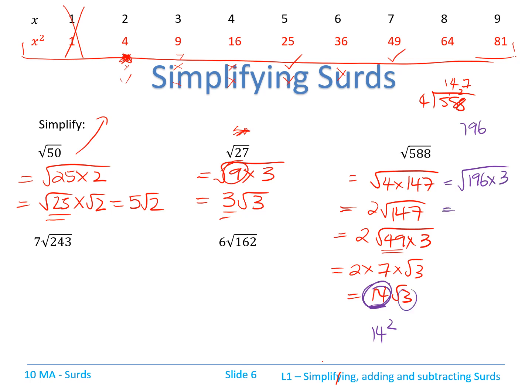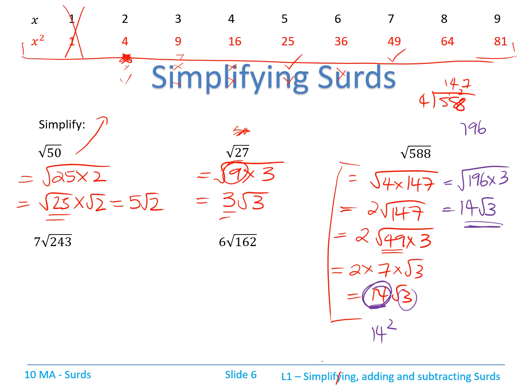The square root of 196 is 14, so I get 14 root 3. So you save yourself a few steps to get this, but you'd need to know that 196 times 3 is 588, and you'd also need to know that 196 is a perfect square. That'll take a bit of practice. You might get there one day, but it's perfectly fine to work through step by step.